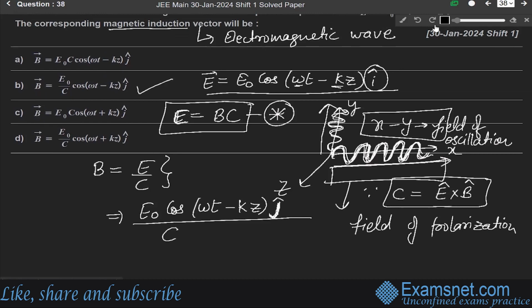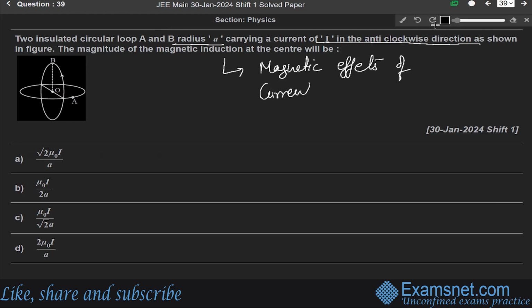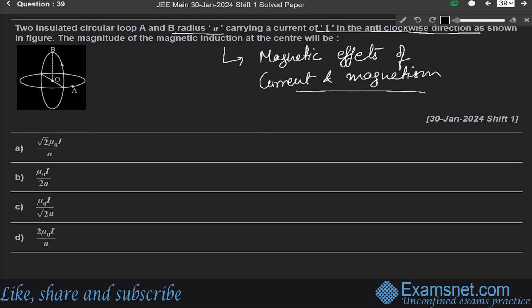Now next question, 39. Two insulated circular loops A and B of radius A carrying a current I in the anti-clockwise direction. The magnitude of the magnetic induction at the center will be. So this question is from the chapter of magnetic effects of current and magnetism. It is saying that there are two loops.